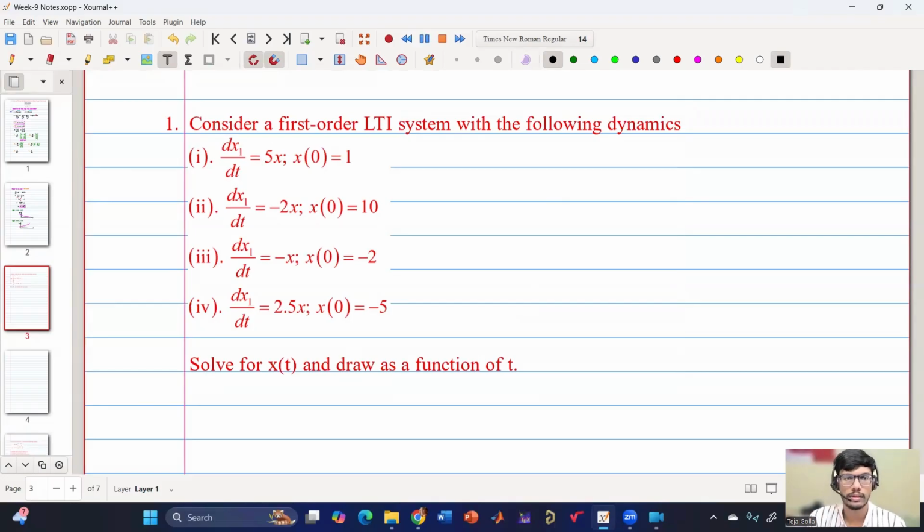Naveen? Can you tell me what will be x of t in the first case?